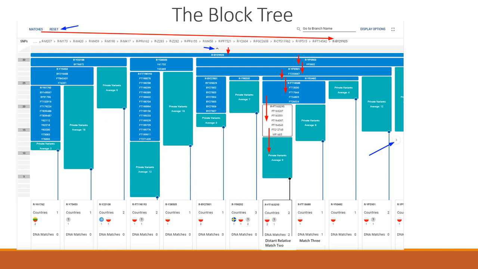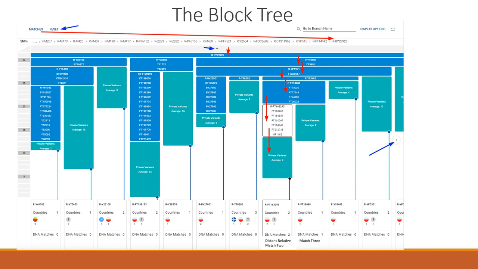This is the same picture of the block tree, except I had clicked that little up arrow that I've got a little blue arrow pointing to on the bar at the top of the page to go up a branch, and you can actually keep clicking that and go all the way up the haplotree to the top of your haplogroup, which if you look over on the top right, there's a line of SNPs.